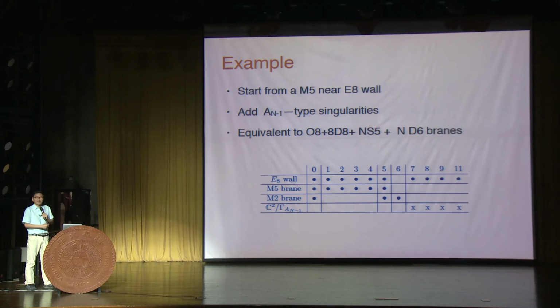And here we'll just focus on 1 or 2 examples related to the E8 M5 brane probing the E8 wall. So we can think about it, then one can add an additional AN minus type of singularity. And also we can T-dualize it, and the structure can be represented in terms of O8 and 88 branes with NS5 branes, and this AN type singularity can be converted to ND6 branes. So here is the brane configuration.